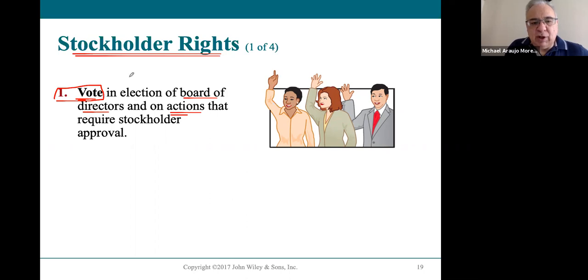One vote, one share of ownership equals one vote. You have one share, you get one vote. You have 100 shares, you get 100 votes. You have 1,000,000 shares, you get 1,000,000 votes. One share, one vote.